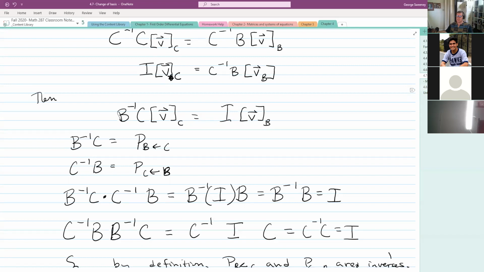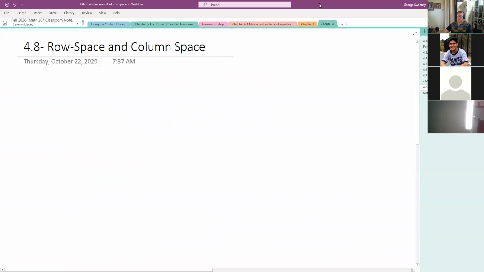Let's start talking about row space. Let's start working on 4.8 then. Any questions on 4.7? Just as what we've gone through, you're probably, like I said, going to have to do some work on it in order to give yourself some ideas what kind of questions you might have.